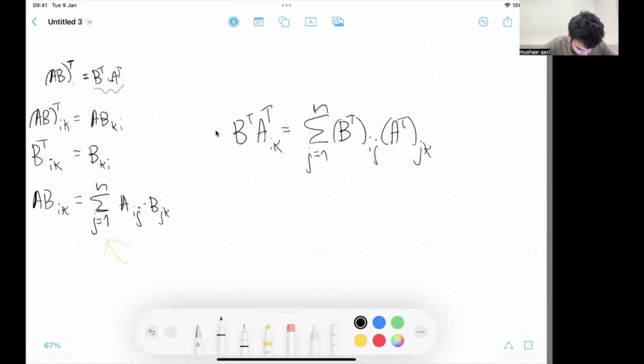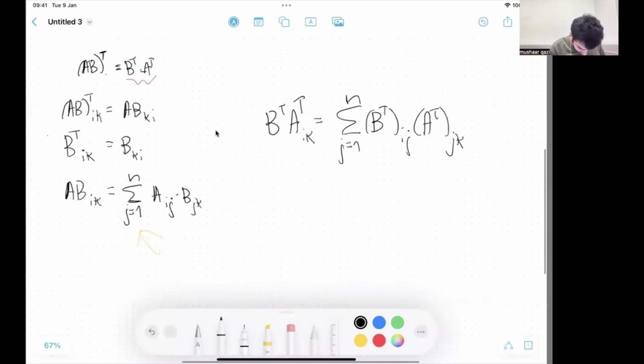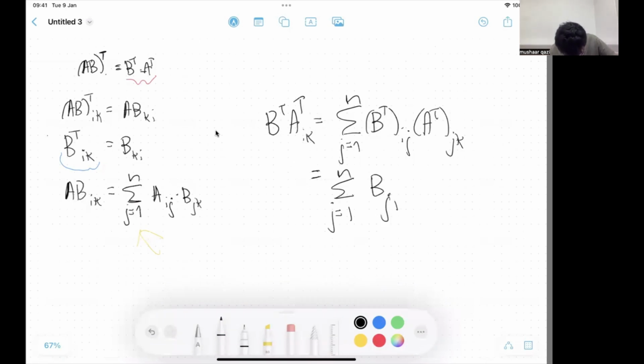So what do we do with this? Well, by definition, (B^T)ik, the transpose of B, if we look at each element in the transpose of B, it's equivalent to B with the indices swapped. So instead of ik, it's ki. So let's just rewrite everything, but get rid of the transposes. This should be the sum from j equals 1 to n of Bji times Akj, right? Because we're just using this definition over here.